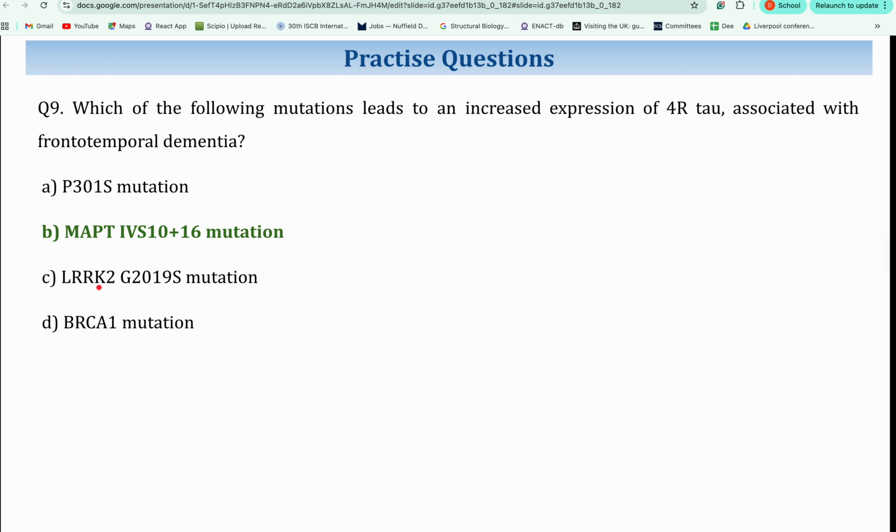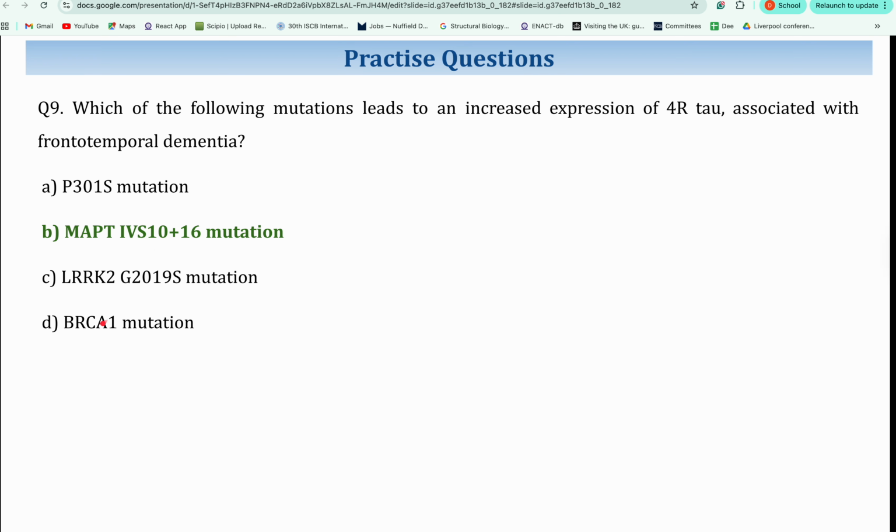Now the next option was the LRRK2 G2019S mutation. We know that LRRK2 is leucine-rich repeat kinase 2. The effect is a gain of function mutation that increases the kinase activity, and it is the most common genetic cause of Parkinson disease.